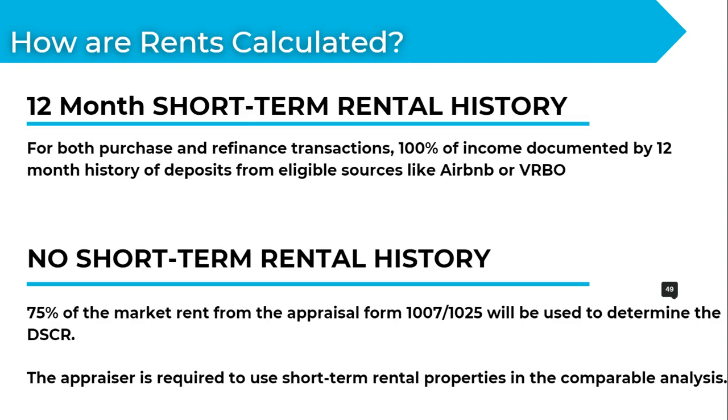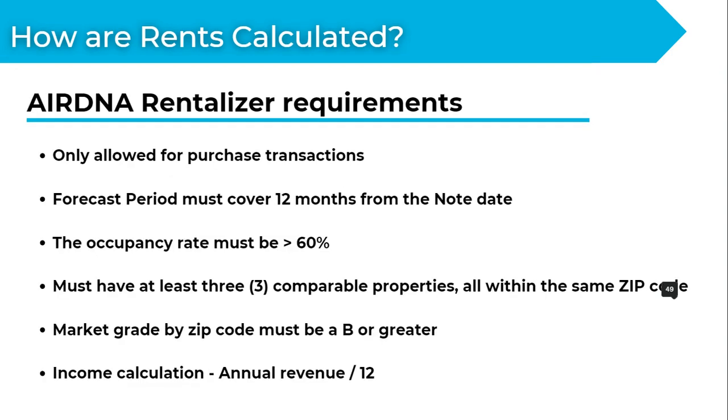Now, if there's no short-term rental history, then they're going to use 75% of the market rent from the appraisal form, and this is going to be determined to use the DSCR, and the appraiser is going to be required to use short-term rental properties in the comparable analysis. Some lenders allow you to use AirDNA, Rentalizer, to be able to qualify for the income on purchase transactions only.